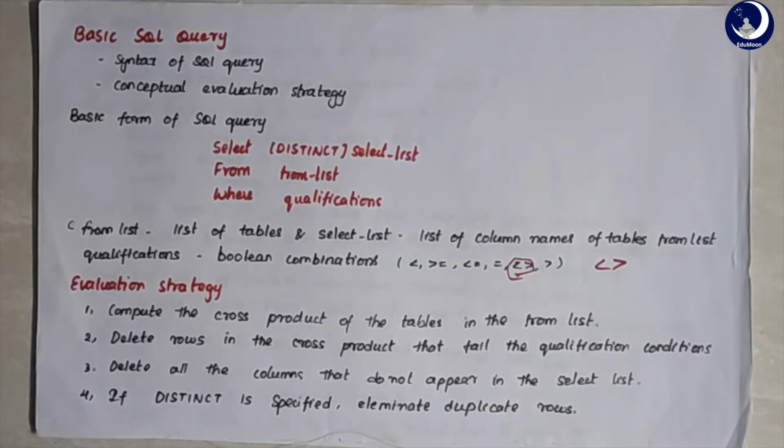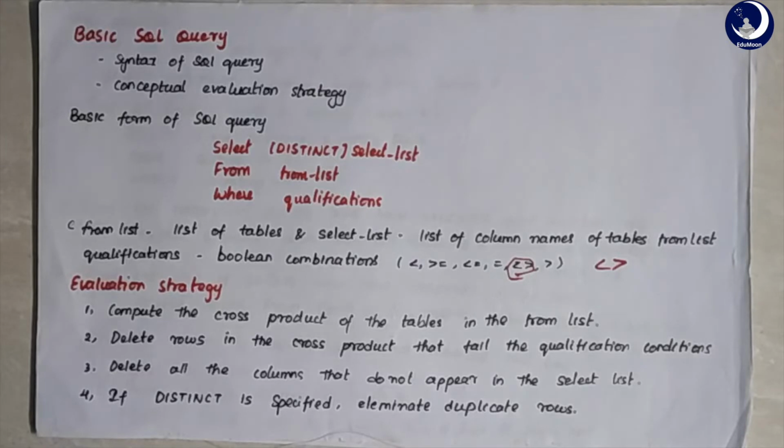Now let's look at the evaluation strategy step by step. First step is to compute the cross product of the tables in the from list. Like I said, first we take the tables from the from list, and then we compute the cross product. Then delete the rows in the cross product that fail the qualification conditions. So just remove all the rows that do not satisfy the qualification condition that you have specified in the syntax. Next, delete all the columns that do not appear in the select list.